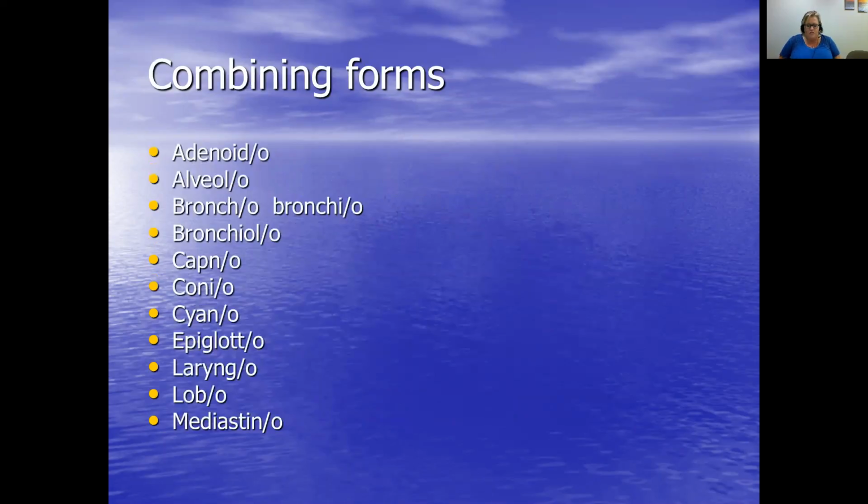The first one on 465 is adenoidal, and that means adenoids. Adenoidectomy would simply be removal of the adenoids. And if we said the patient had adenoid hypertrophy, that would be excessive growth of the adenoids. Sometimes we remove the adenoids because they hypertrophied or are enlarged.